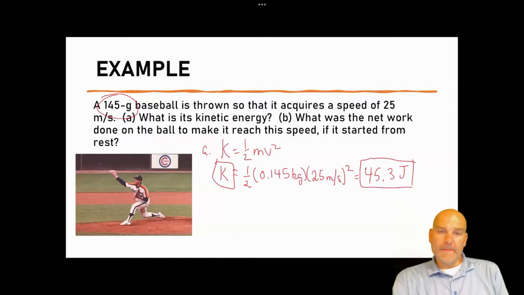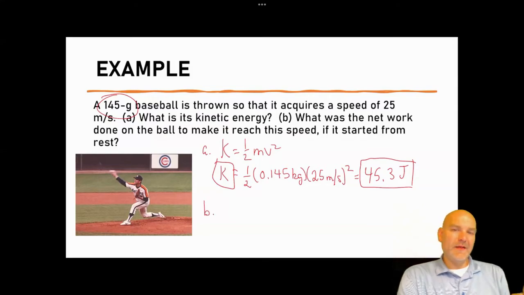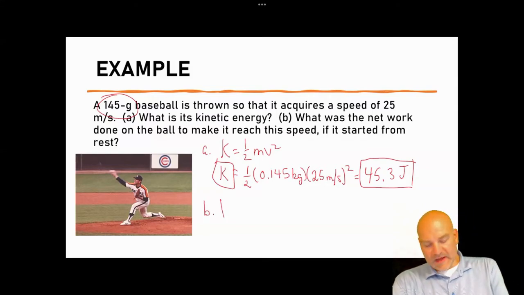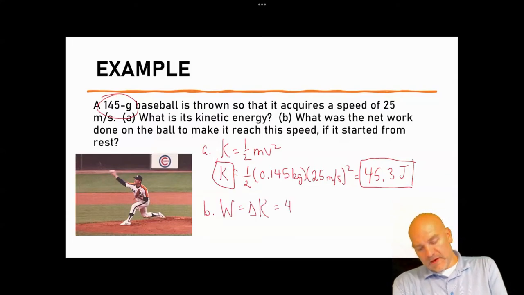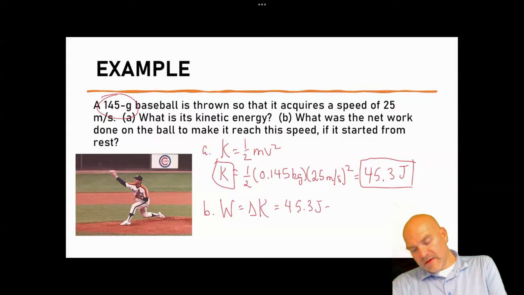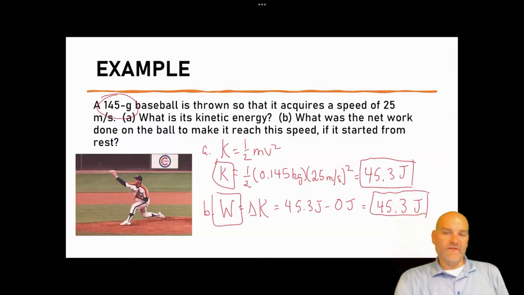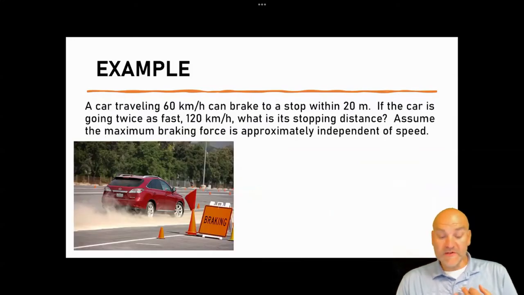Okay, now how much work was done if it was starting from rest. So now this is where we apply our work energy principle or theorem. So we know we have 45.3 joules in the end. Starting from rest, it has 0 joules. So the work done by the net force on this ball is also 45.3 joules. If it started at a different speed, that number would be different. But because it tells us it started from rest, it's going to be the same value.